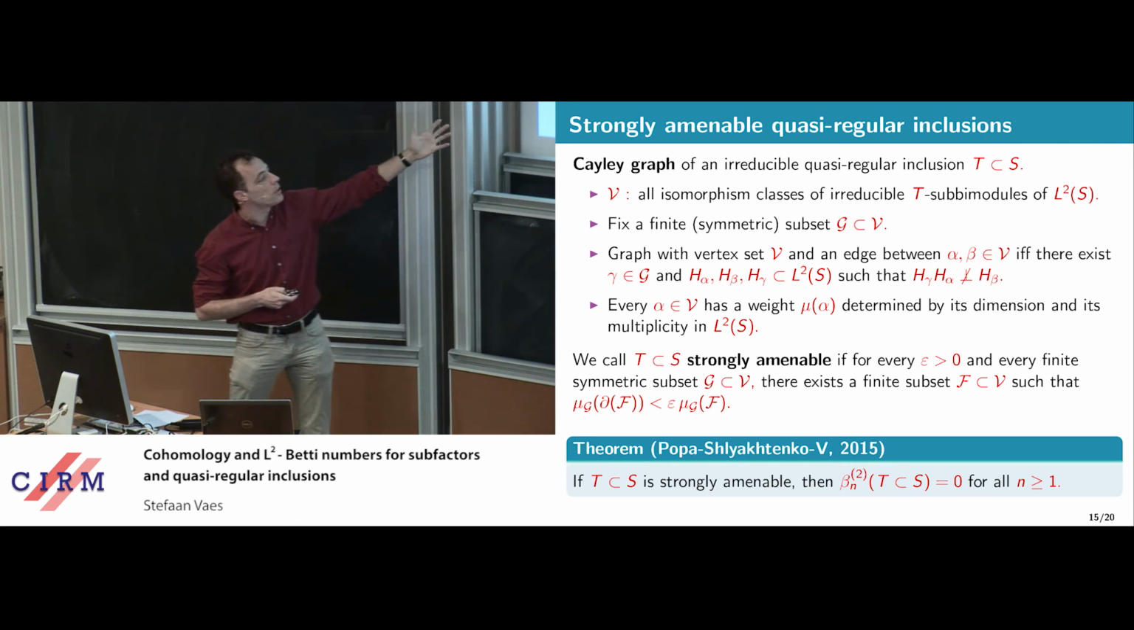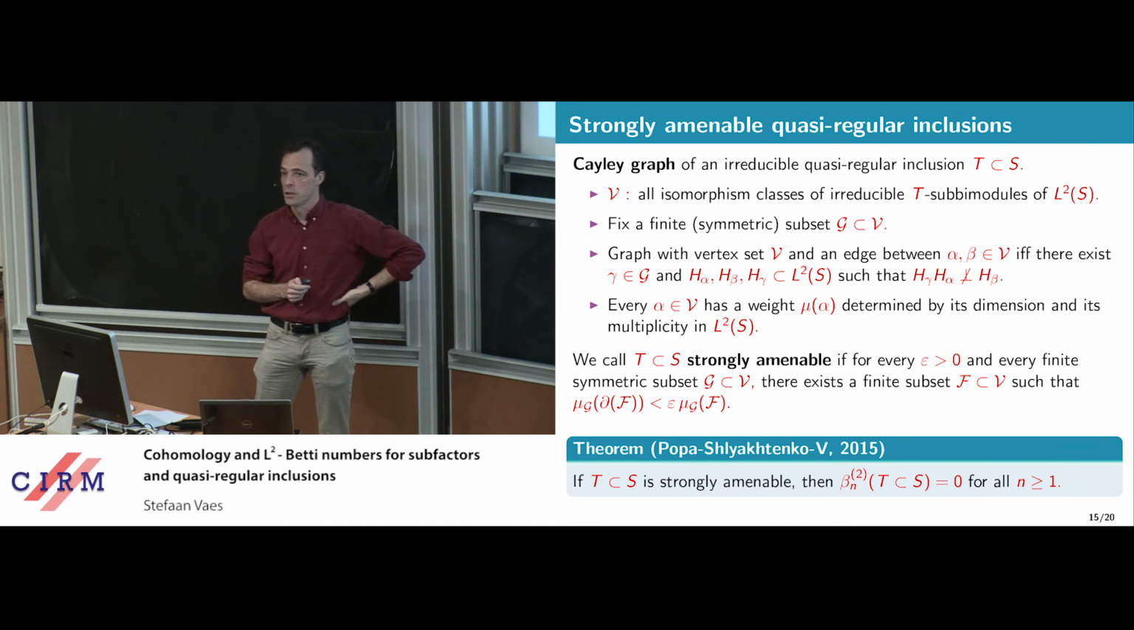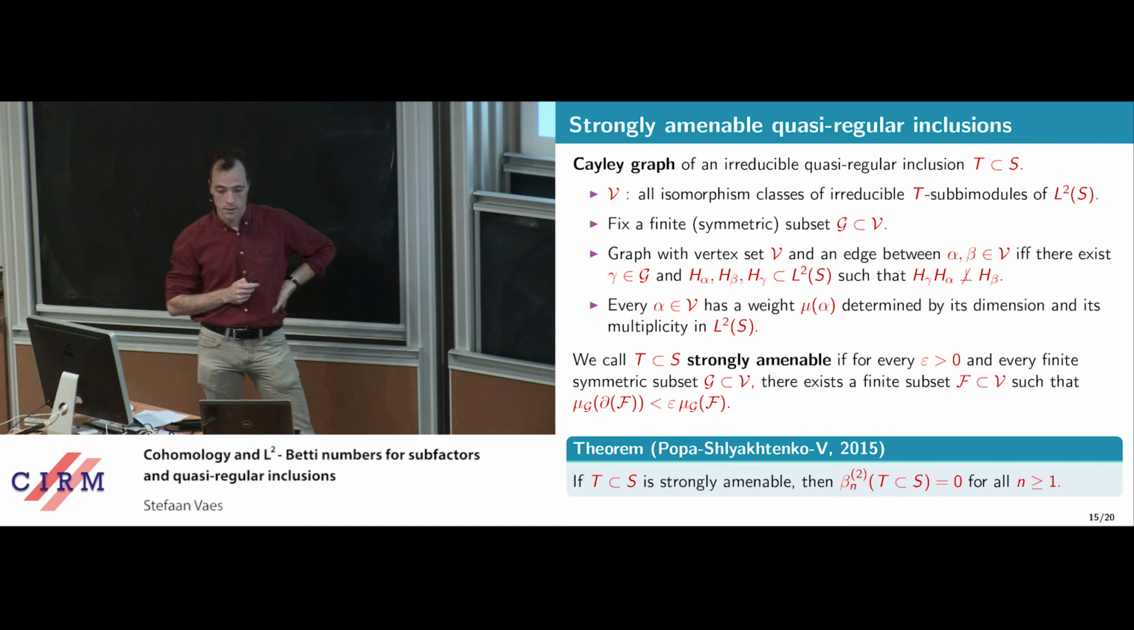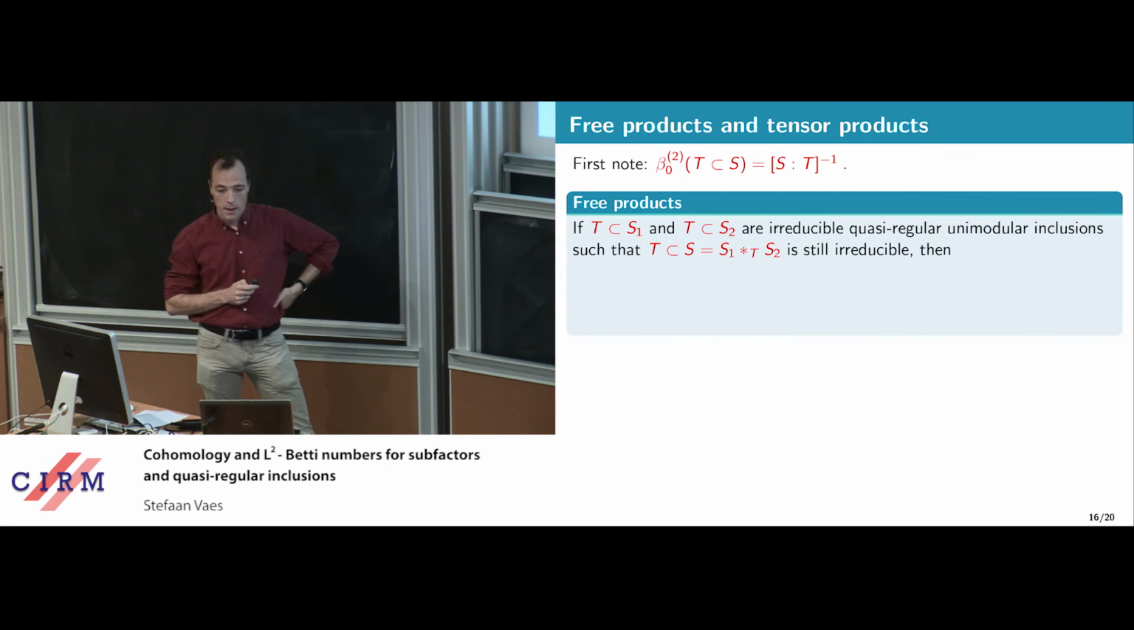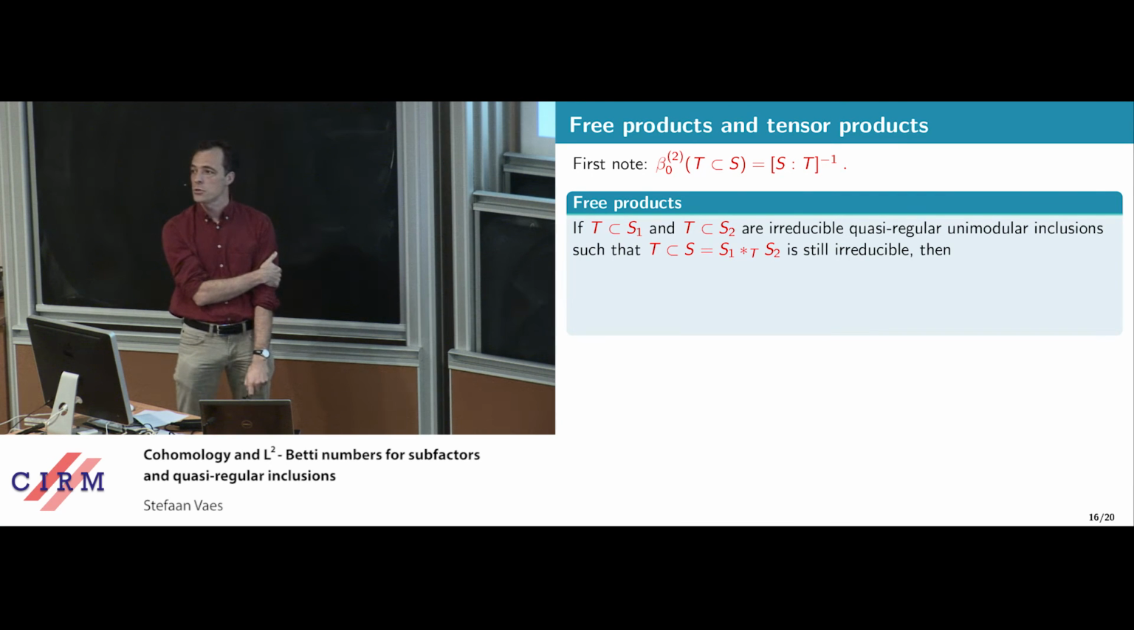So if you have a strongly amenable inclusion, unimodular, then all Betti numbers vanish. So that's already a good sign that the theory works. Here is another good sign that the theory works, because there are very easy notions for arbitrary quasi-regular inclusions to take free products and tensor products.